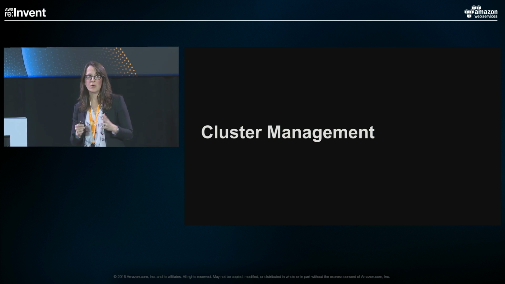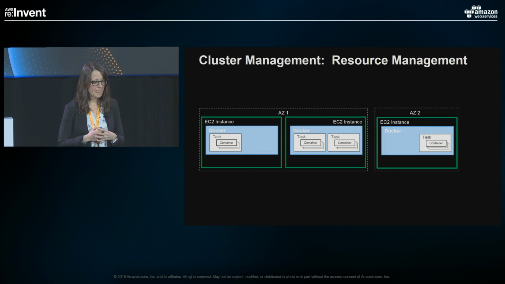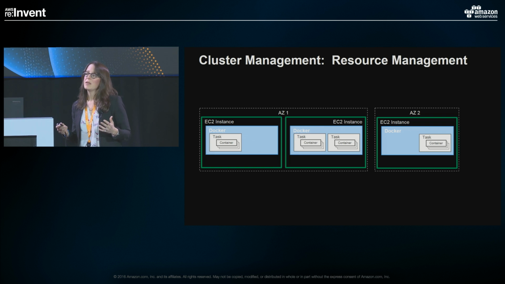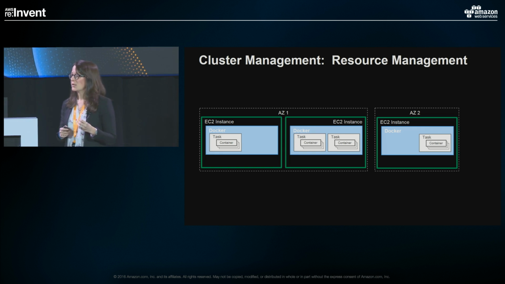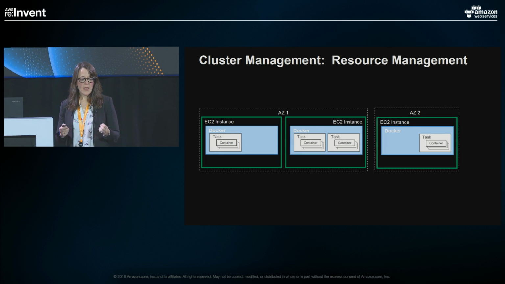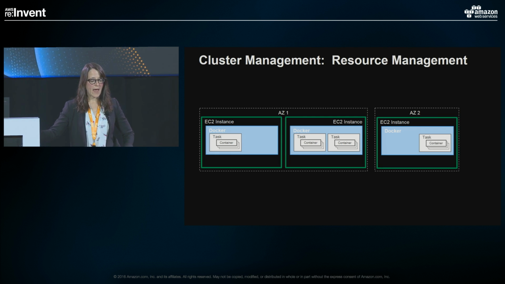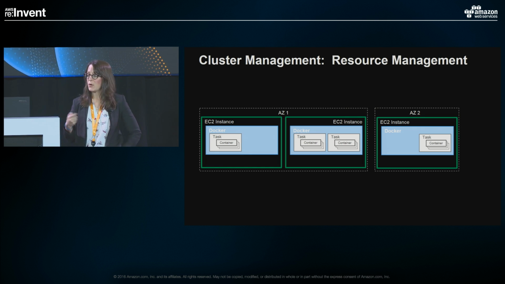So let's do an overview of what the components of ECS are. First, we start with a resource manager. The resource manager is responsible for keeping track of resources such as memory, CPU, and storage that are available on the cluster at any given time. So you can see here we have resources of EC2 instances, and they are all running Docker, and they are spread across 2 availability zones.